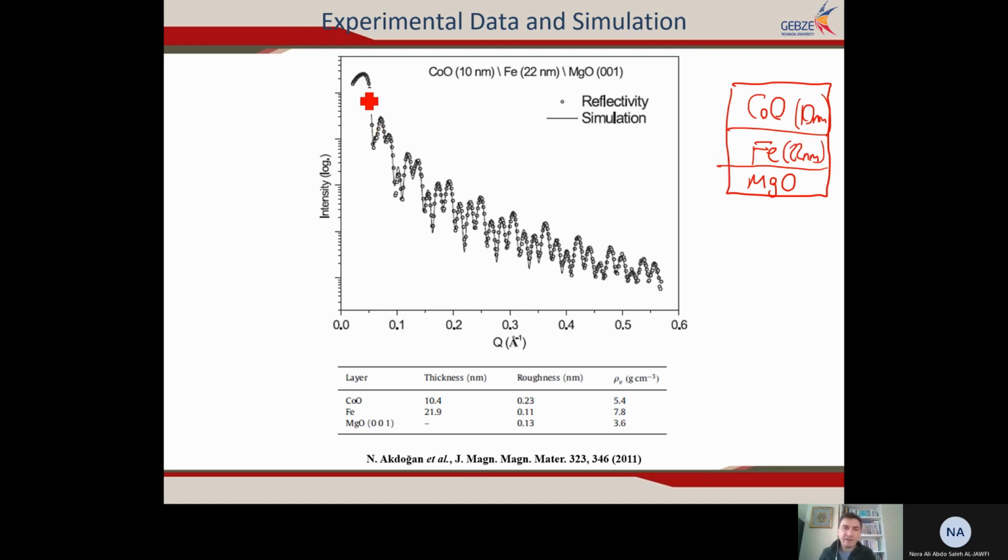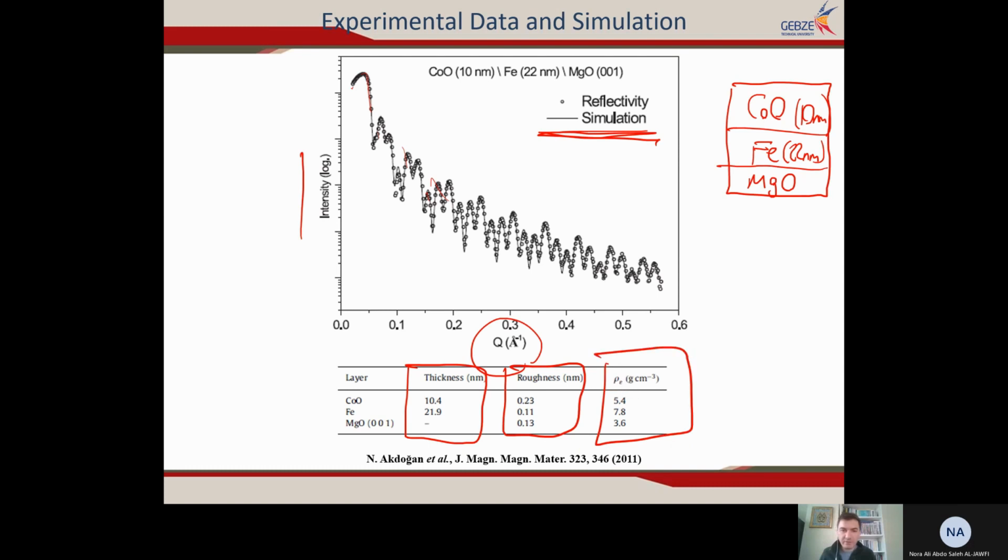Then we have this reflectivity curve here, reflectivity as a function of angle or Q. This is the intensity. When we did a simulation of this real experimental data, we found these thickness values, these roughness values, and those electron density values. What do you see here?